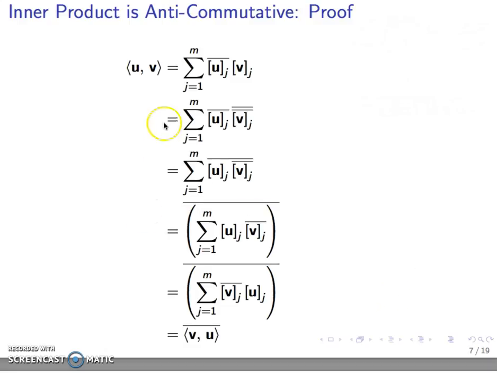So we started with the definition of the inner product between u and v. We applied a few properties of conjugation of complex numbers, and then we arrive at concluding that that indeed is equal to the conjugate, notice the conjugate bar over there, of the inner product of vu. So with this, we are proving that the inner product is anti-commutative.